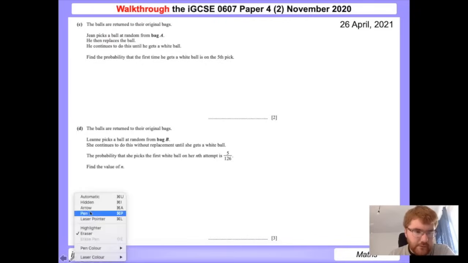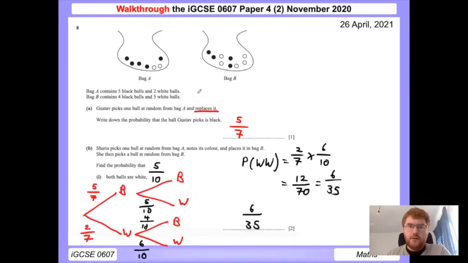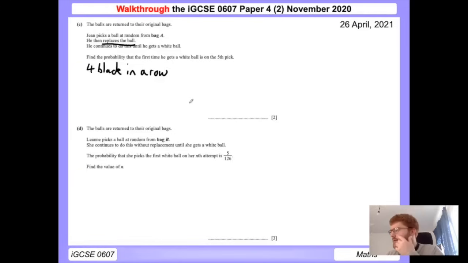Let's underline that. He continues to do so until he gets a white ball. Find the probability that the first time he gets a white ball is on the 5th pick. So basically what's going to happen here is you're going to pick 4 black in a row, yeah? Before then you get to pick the white ball on the 5th pick. Okay, so we need to work out that probability, and then we get white afterwards, of course.